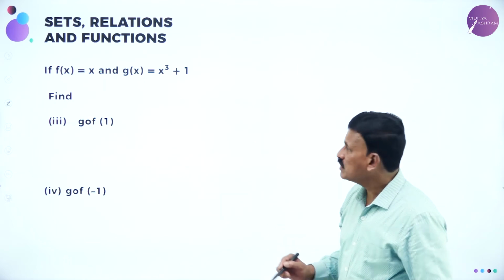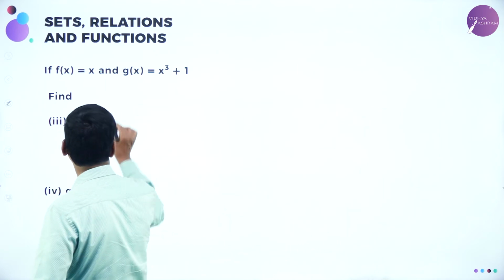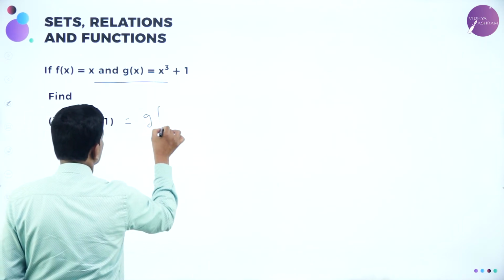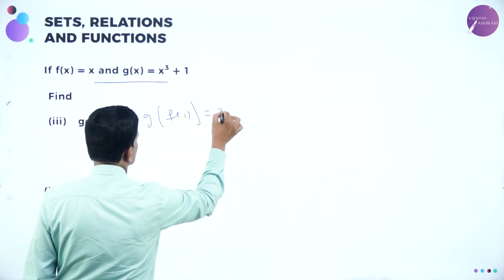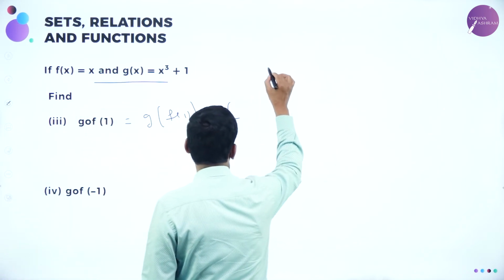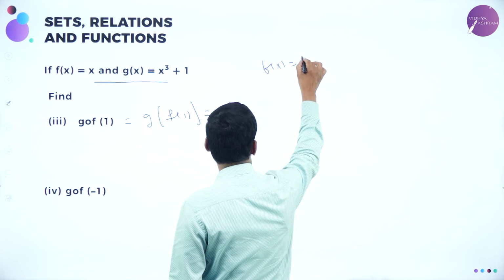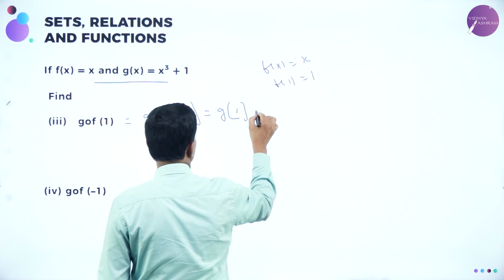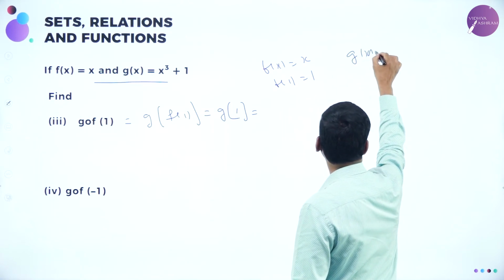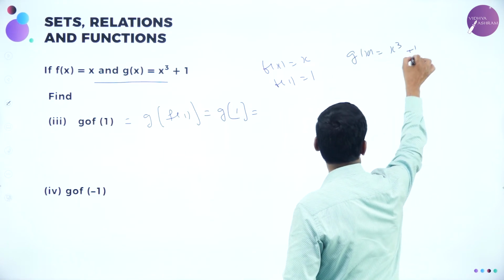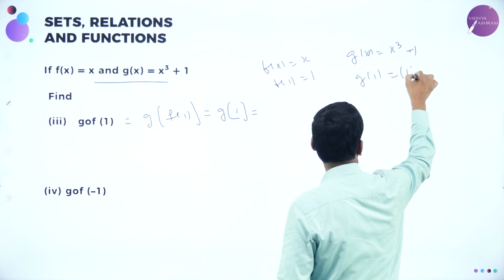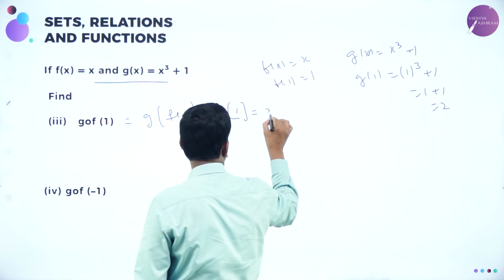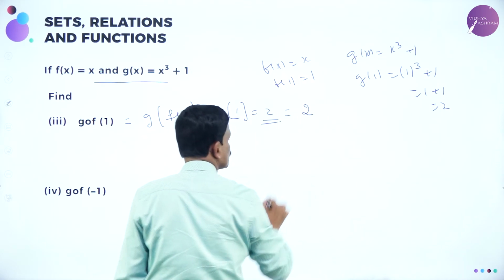Now come to the next. For the same problem, find out g o f of 1 and g o f of minus 1. Now g o f of 1 is nothing but g of f of 1. So this is equal to g of, what is f of x? f of x is equal to x. f of 1, if you replace x by 1, you will get g of 1. Since g of x is equal to x cube plus 1, g of 1 can be written as 1 cube plus 1, which is 1 plus 1, is 2. So g of 1 is equal to 2. That's all. The required answer is 2.